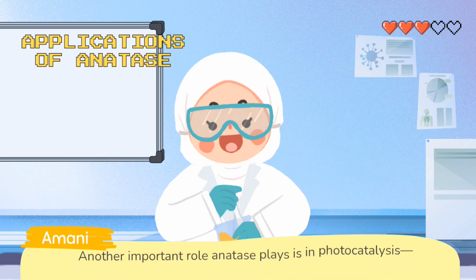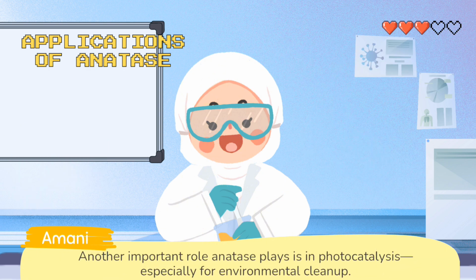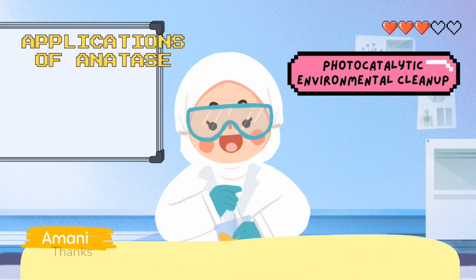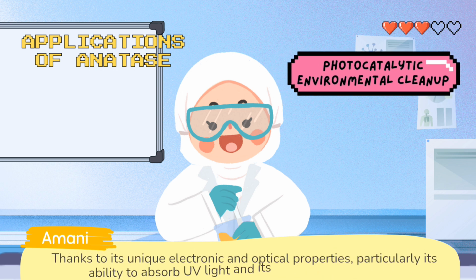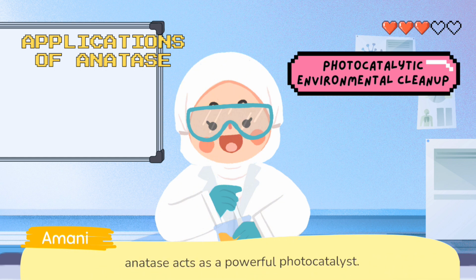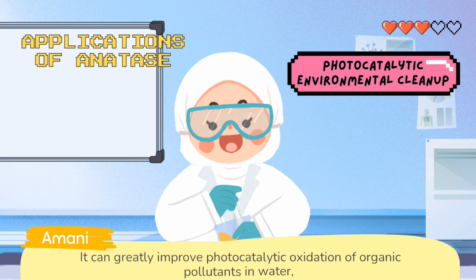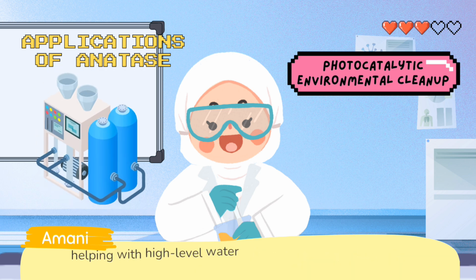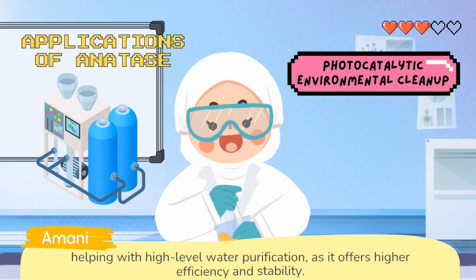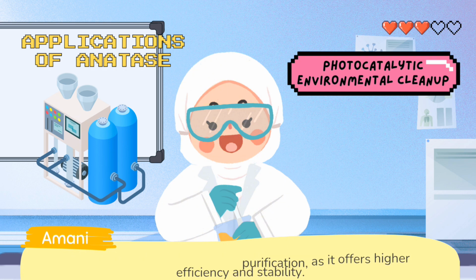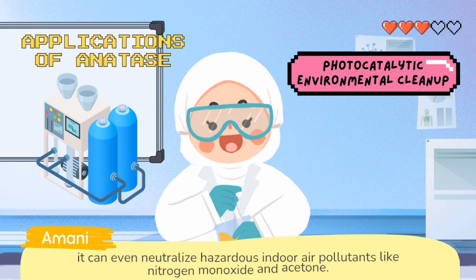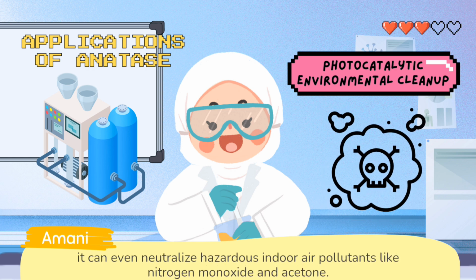Another important role anatase plays is in photocatalysis, especially for environmental cleanup. Thanks to its unique electronic and optical properties, particularly its ability to absorb UV light and its high electron mobility, anatase acts as a powerful photocatalyst. It can greatly improve photocatalytic oxidation of organic pollutants in water, helping with high-level water purification as it offers higher efficiency and stability. And it doesn't stop there. It can even neutralize hazardous indoor air pollutants like nitrogen monoxide and acetone.